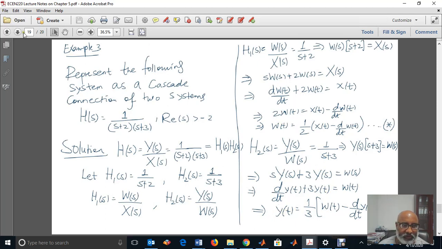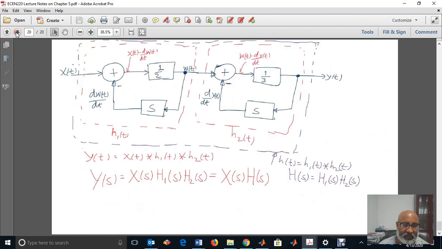So if we draw this, remember this is the first feedback: w(t) equals 1/2 times (x(t) minus dw/dt). So let's go to the next one, this one. This is the feedback system h1(t). So let's see this adder. The adder has x(t) minus dw/dt.